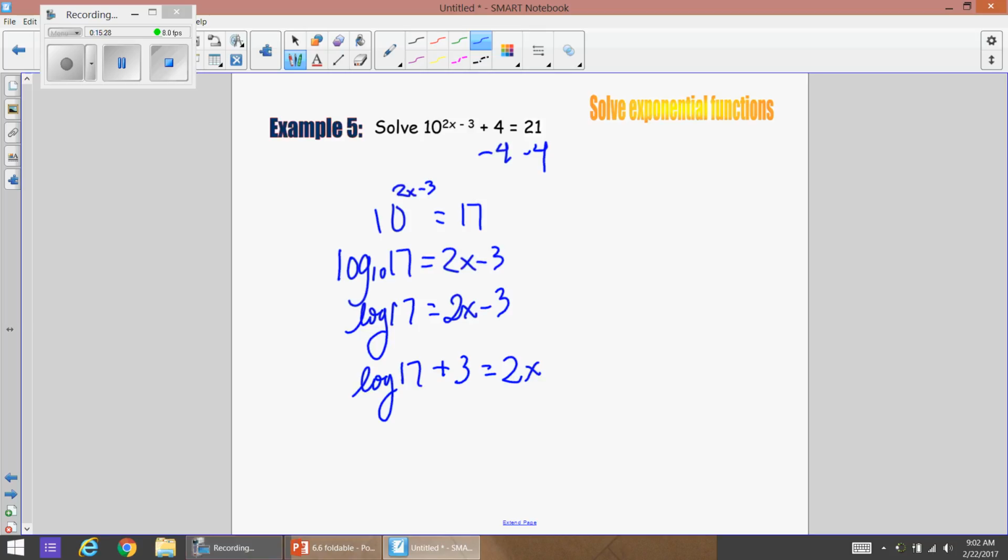The log of 17 is its own big yucky decimal number. Now we're solving, so we're going to divide by 2 on both sides. So look at this beautiful answer. It's huge. It's x equals log of 17, then the plus 3 is separate. All of it is over a 2, all of it. Make sure it's all over 2. That's the exact answer. You could plug it in your calculator, but like I said, I'm not giving decimals right now.